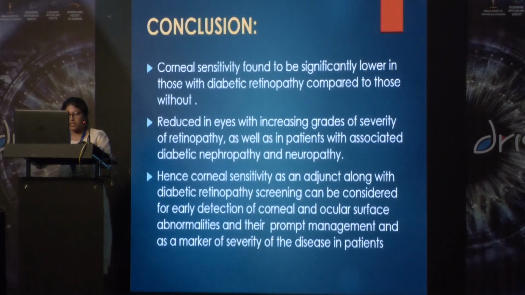So the conclusion is that corneal sensitivity was found to be significantly lower in those with diabetic retinopathy compared to those without, and reduced in eyes with increasing grades of diabetic retinopathy, and also in diabetic nephropathy as well as neuropathy. So corneal sensitivity as an adjunct along with diabetic retinopathy screening can be considered for early detection of corneal and ocular surface abnormalities and their prompt management, and also as a marker of severity.